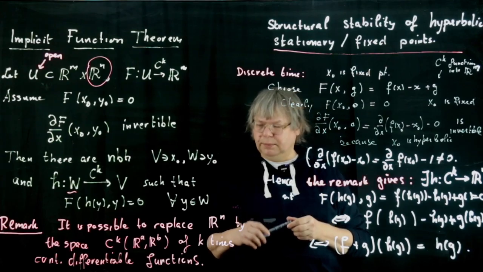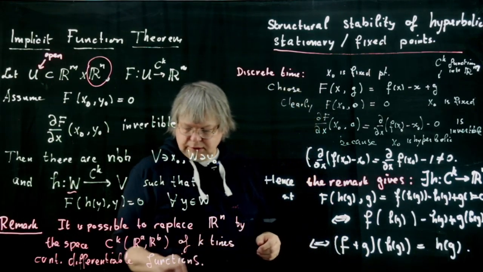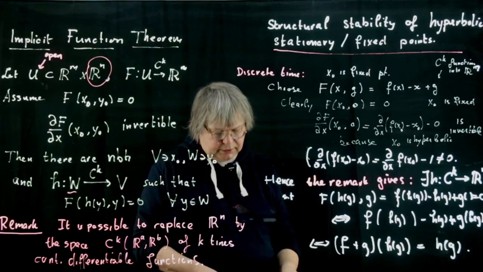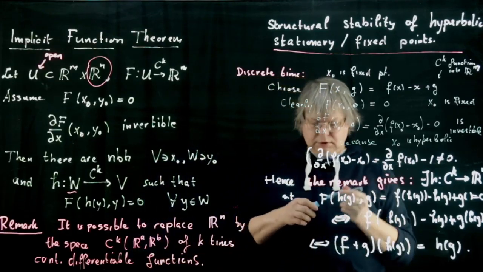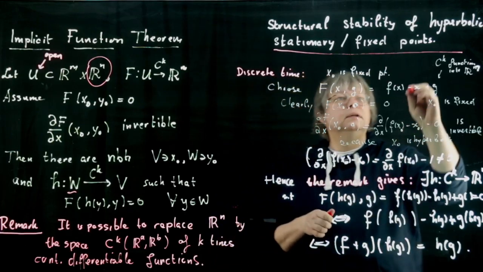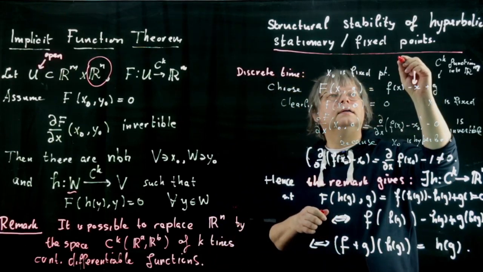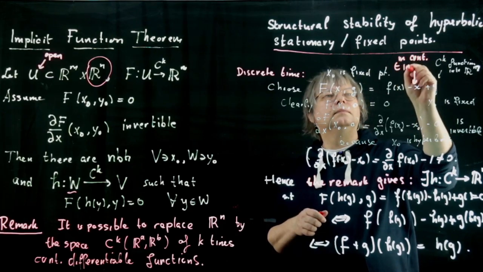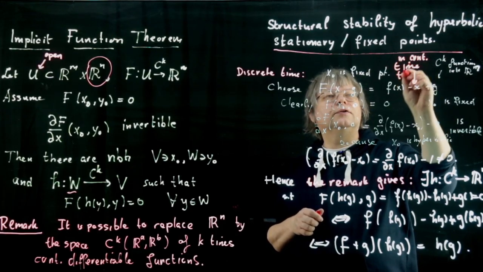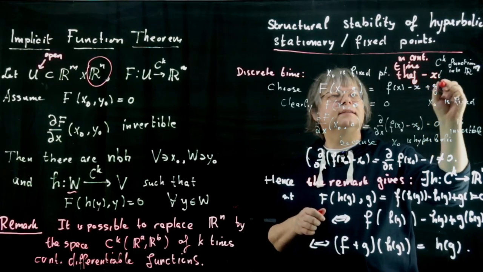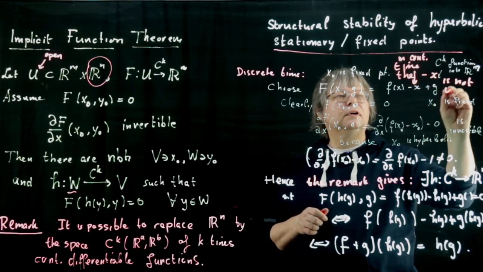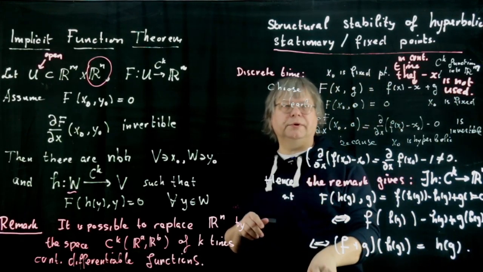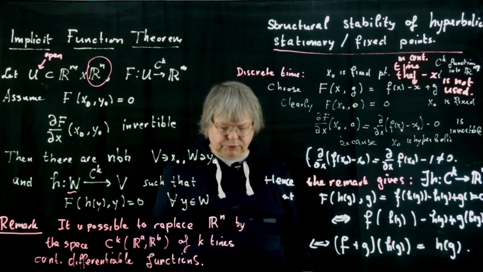So I think I will skip the continuous time. It goes exactly like this, except that in continuous time, the term minus x is not used. Because after all, we're not looking for fixed points, but for stationary points where f(x) is equal to zero.